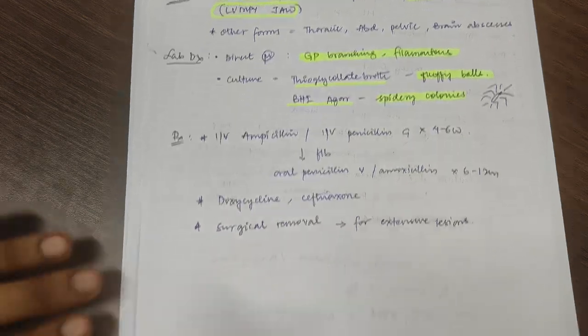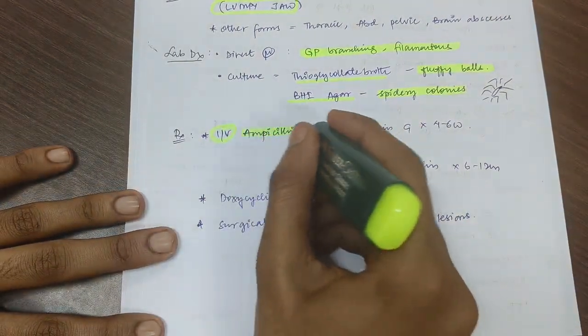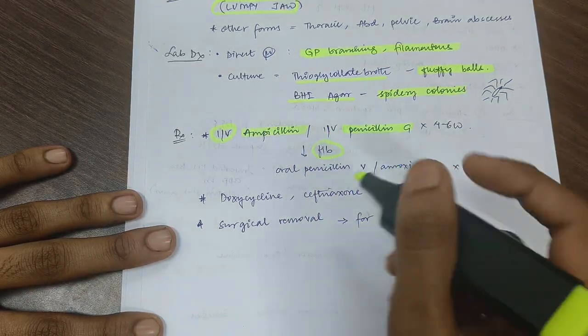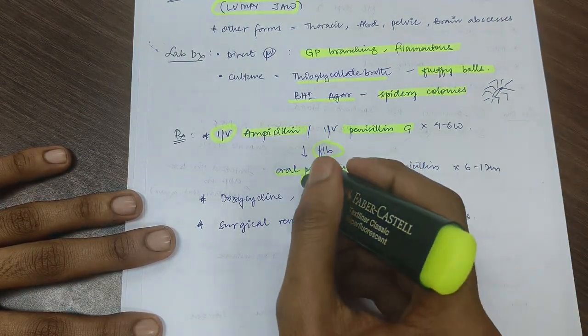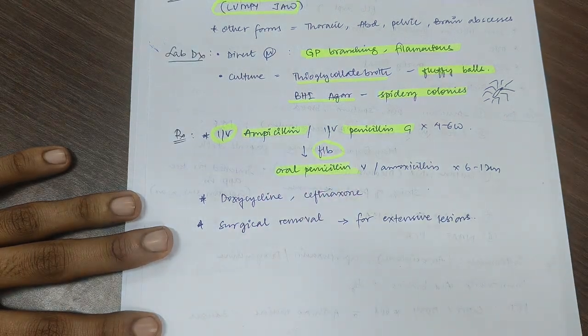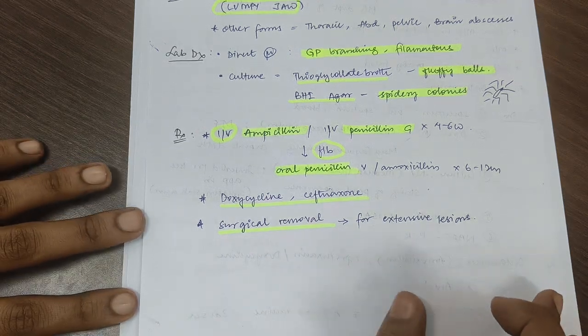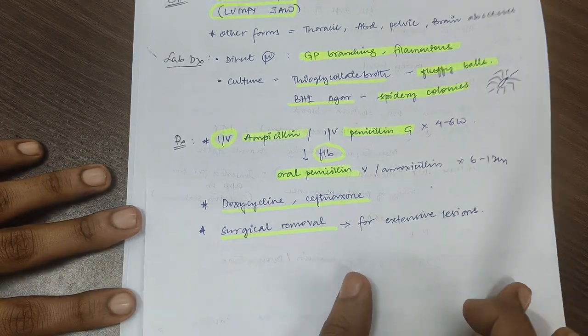Then treatment: IV ampicillin or penicillin G. Okay, it is going to be followed by oral penicillin. Remember, oral penicillin is a must for follow-up. Then doxycycline and ceftriaxone are the alternatives. You can also do the surgical removal for extensive lesions.